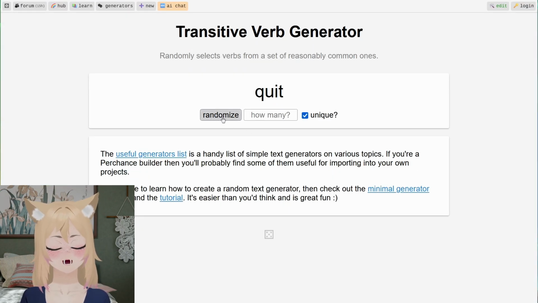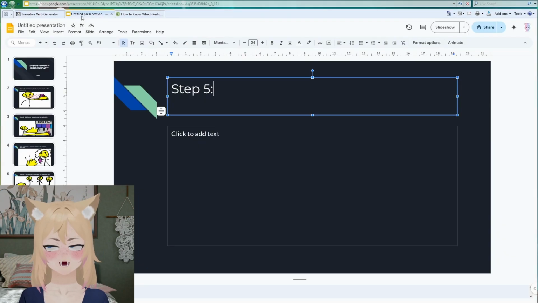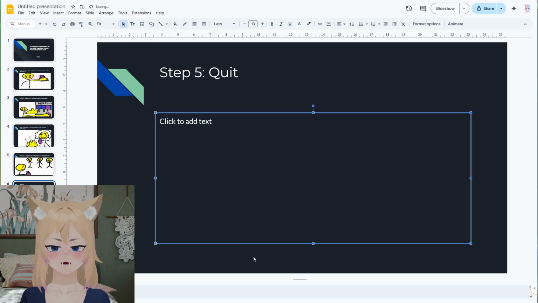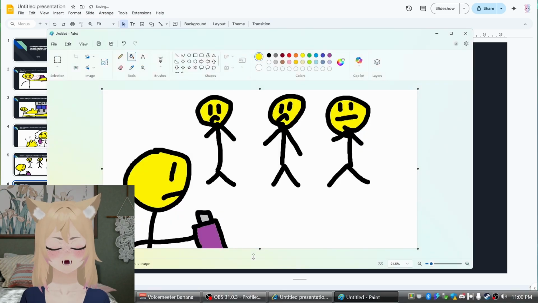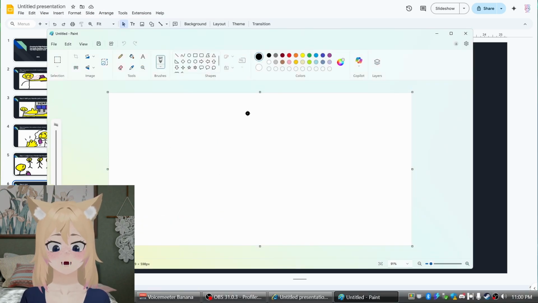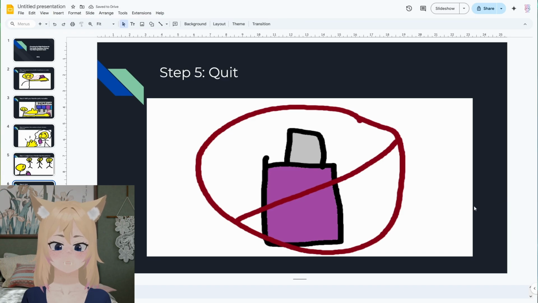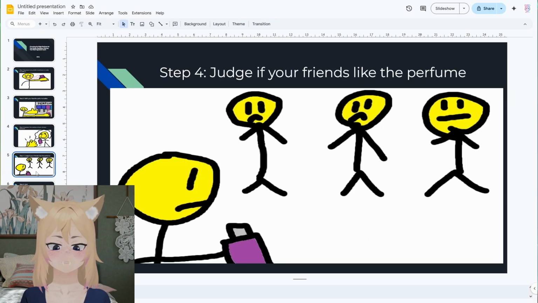Quit. Maybe perfume just isn't for you. I mean, at least you gave it a shot, right? You can't be blamed for trying new things. No perfume for you. Perfume's not for everyone. Kind of looks like some sort of advertisement for a bug repellent or something, but whatever. This is like a friend repellent, clearly.